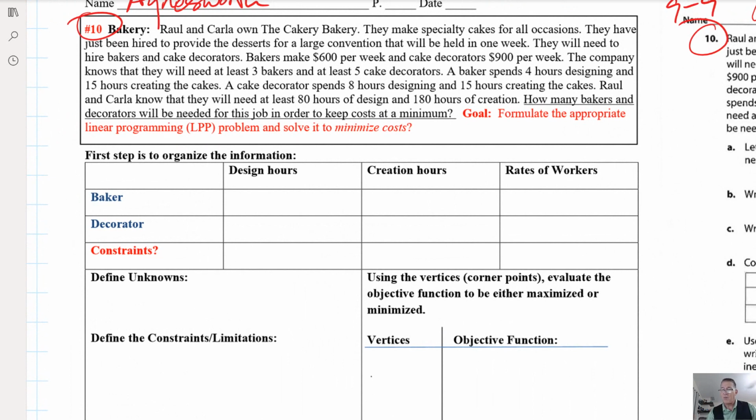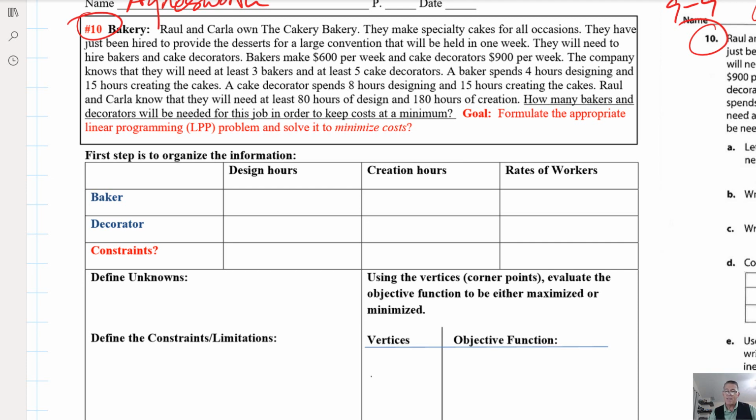All right, so this is a bakery problem. This is kind of fun. Raul and Carla own the Cakery Bakery. I always try to make fun with the names there. They make specialty cakes for all occasions. They have just been hired to provide the desserts for a large convention that will be held in 1 week. They will need to hire bakers and cake decorators. Well, that makes sense, right? If you're making cakes, then you need bakers and you need the decorators.